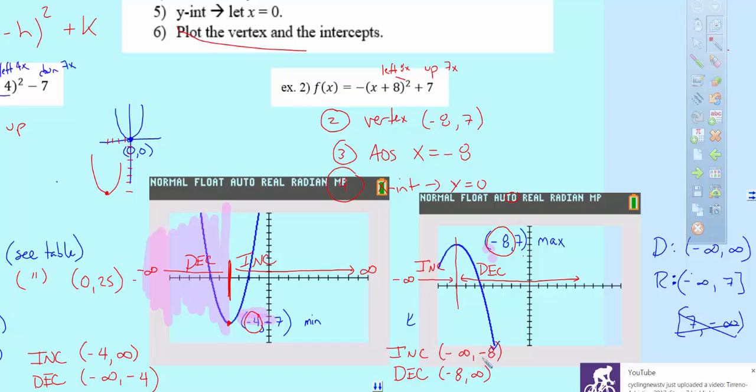So intervals of increase and decrease along with domain, just a quick refresher of that. That's previous knowledge that we've already worked on in other videos, but I wanted to put in a reminder.